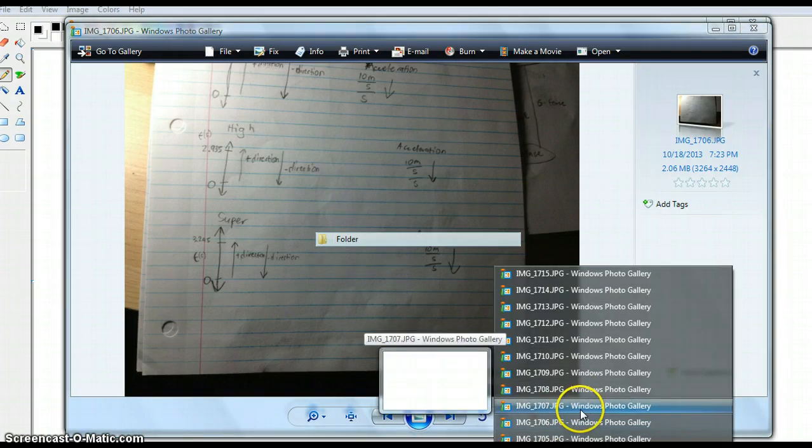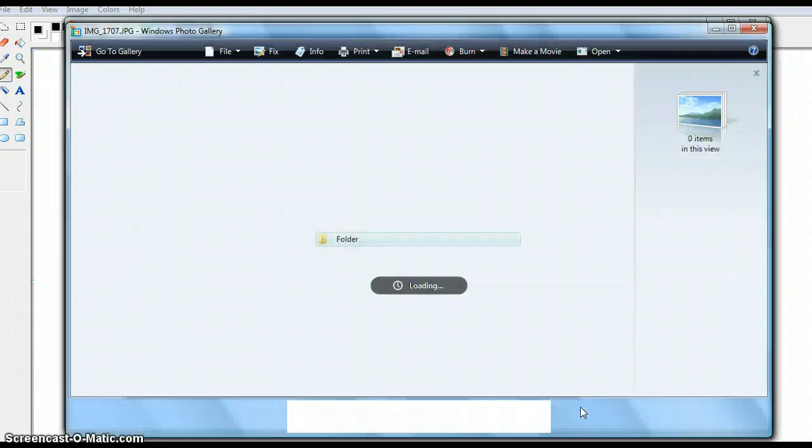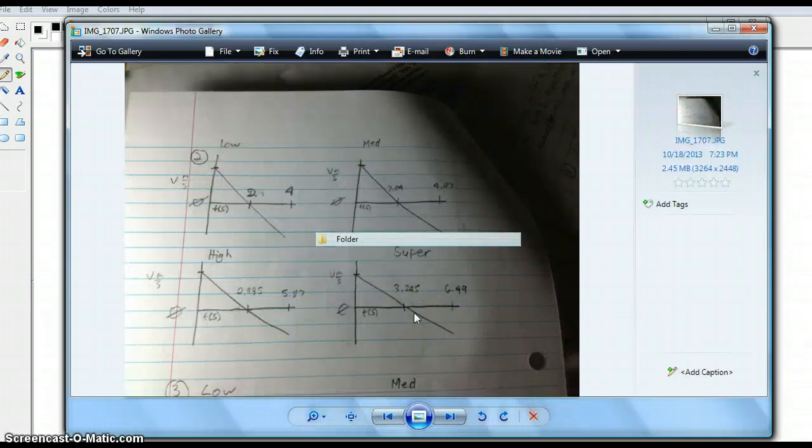Moving on to 1707. 1707 is asking here to sketch a velocity versus time graph and an acceleration versus time graph, and then use your graphs to figure out everything else below. What is the change in velocity of the rocket? Oh, I'm sorry, that's not it. That's number 3. But it's just asking to sketch the velocity time graph.